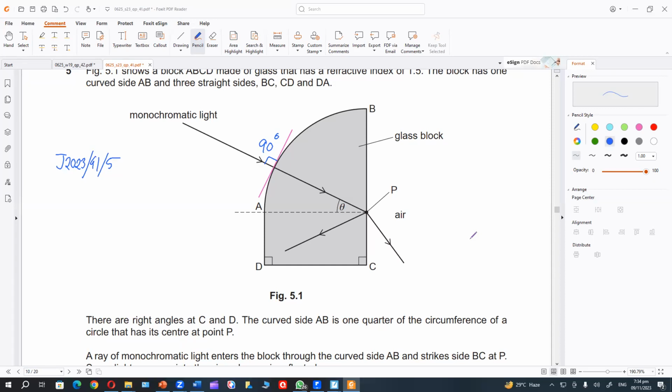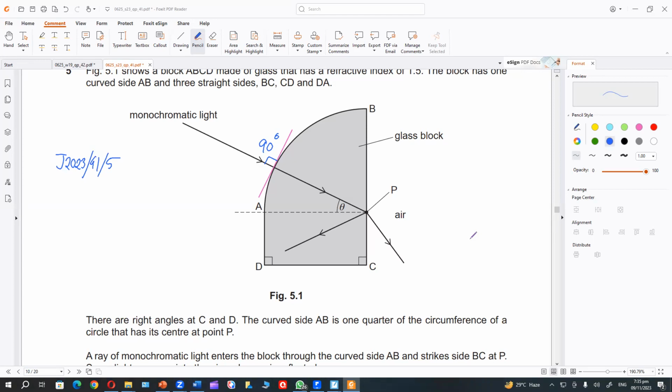Again, I emphasize neat working is good practice, especially for this chapter. I have drawn a line, so please quickly draw the line.